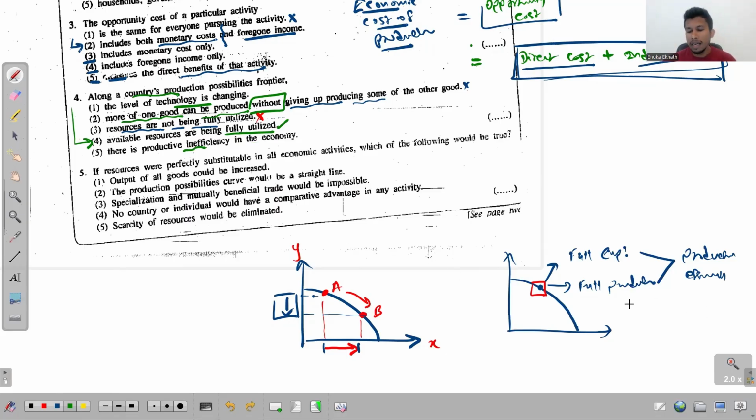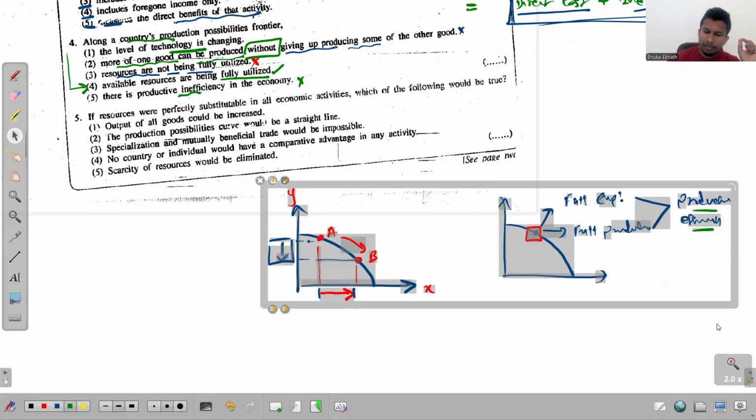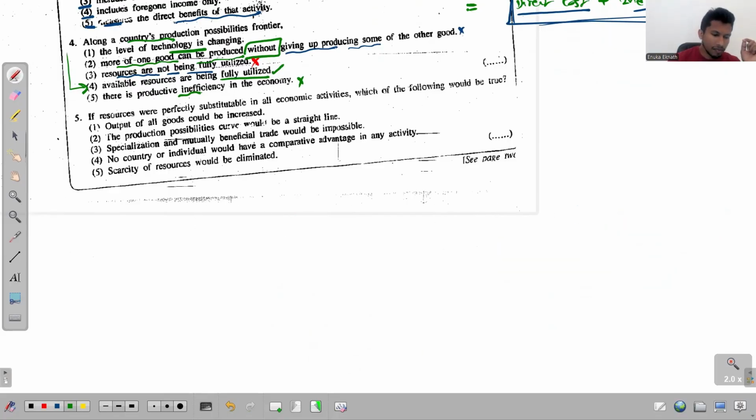No, as I explained here, if that economy is operating at a point on the PPC, that economy has achieved productive efficiency. So this is also wrong, right? Fifth, the fifth question says, if resources were perfectly substitutable in all economic activities, which of the following would be true?